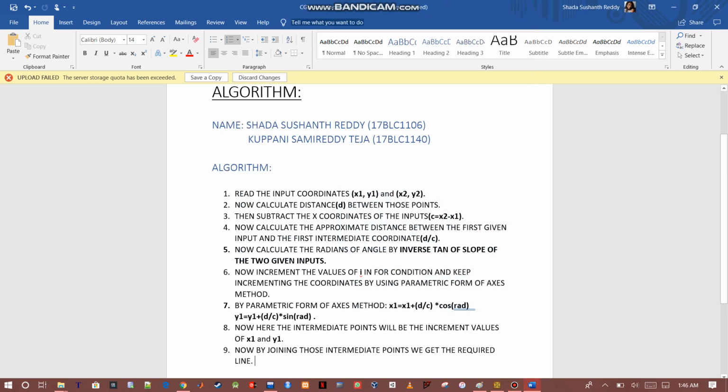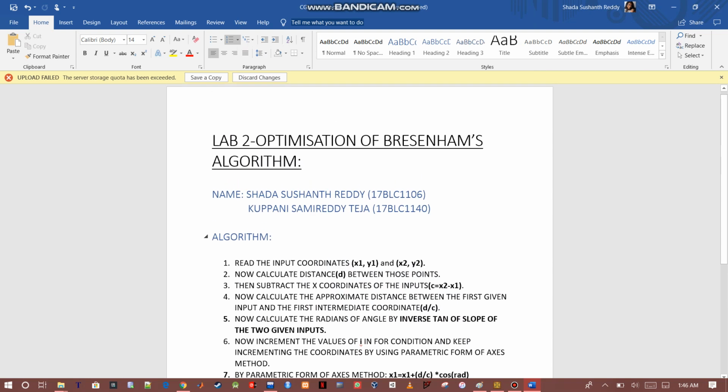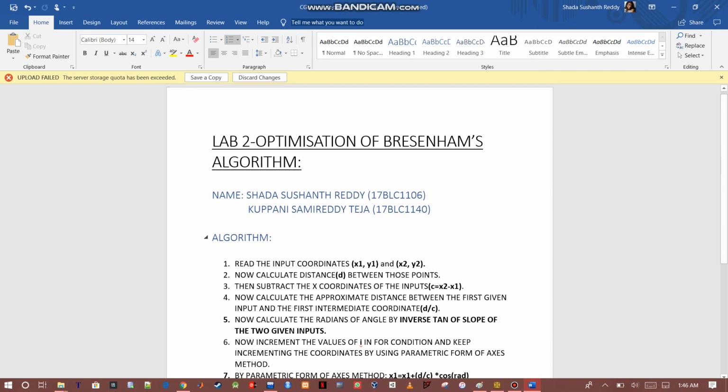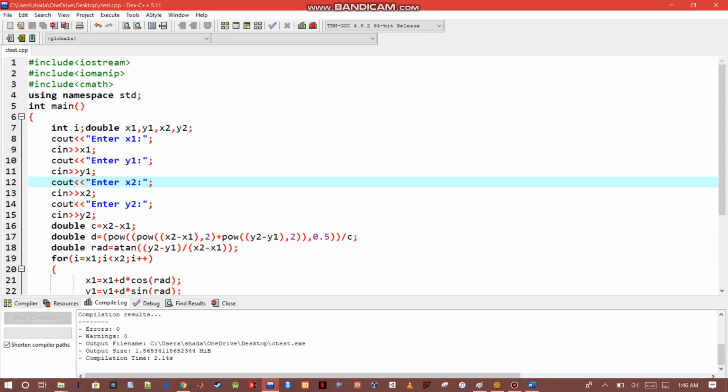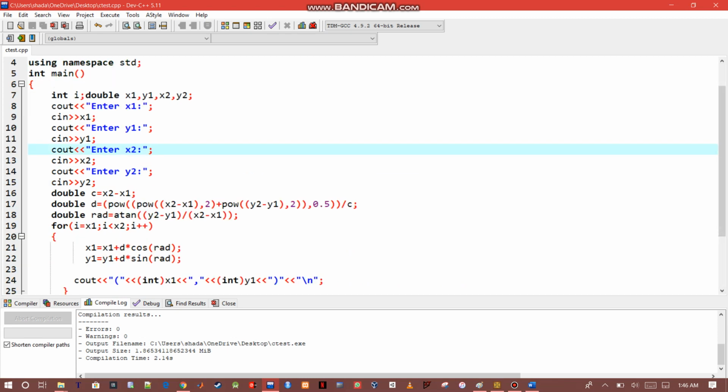Hello, I'm Sushant. As my teammate already explained the algorithm of the optimization of Bresenham's algorithm, which we tried from our side, now I'm going to explain the code. The code is written in Dev C++. First we initialize all the coordinates in the double data type. Now we give inputs of all the coordinates, and then we calculate the difference between the x coordinates of the inputs, which is of double type, C. Now we find the distance between those coordinates and divide it by C to get the distance between the first input and the next intermediate point.